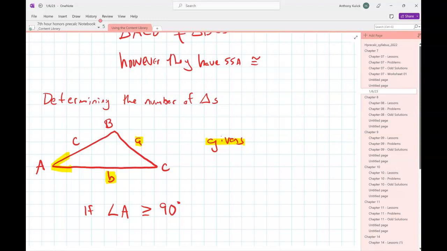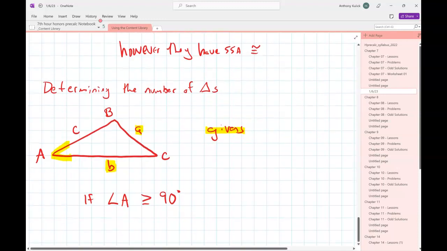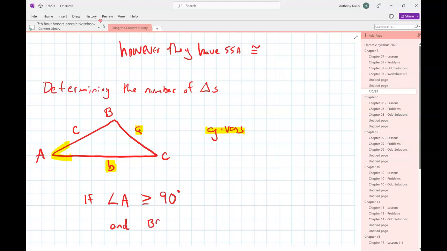How many obtuse angles can a triangle have? One. So that's guaranteed to be the biggest angle in the triangle, correct? How many right angles can a triangle have? One. So that's guaranteed to be the biggest angle in the triangle, correct? So in that case, we have that the side opposite angle A is less than or equal to the other given side.